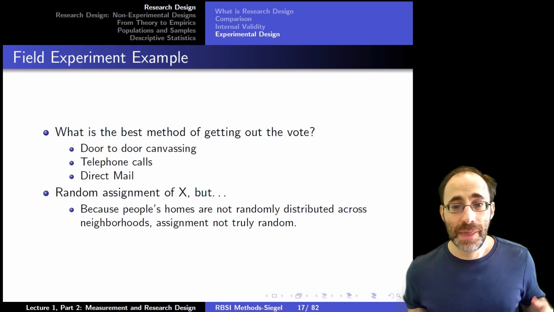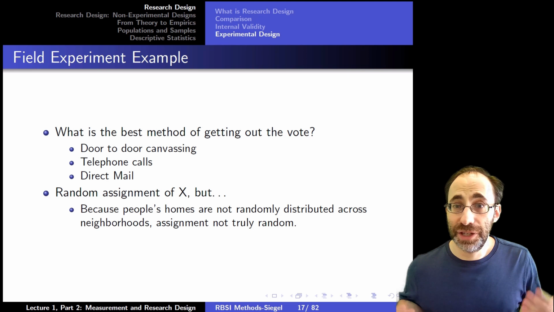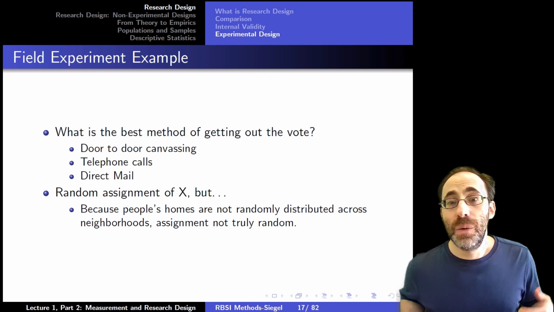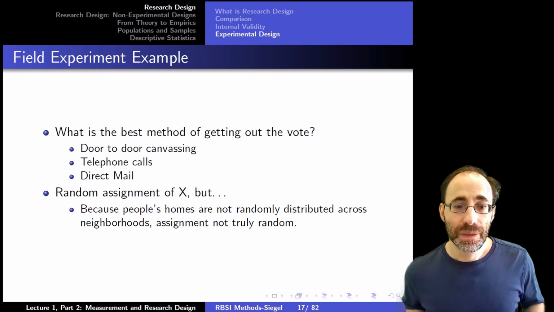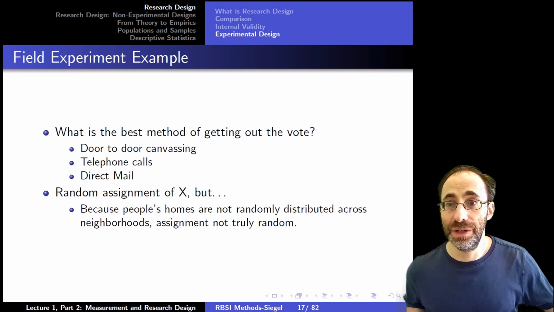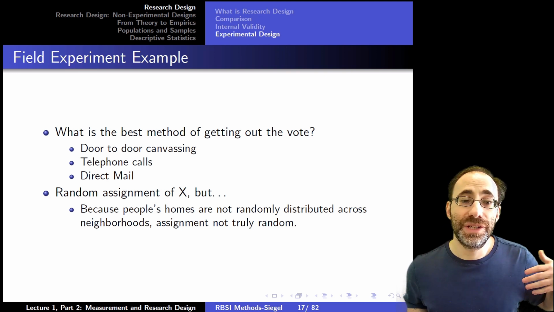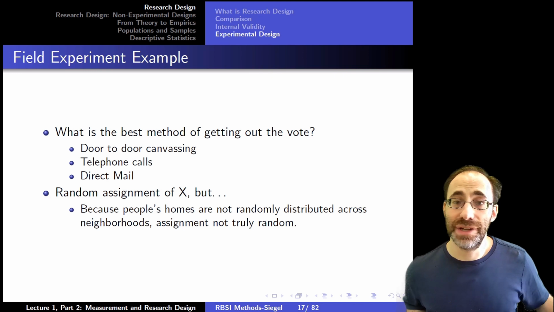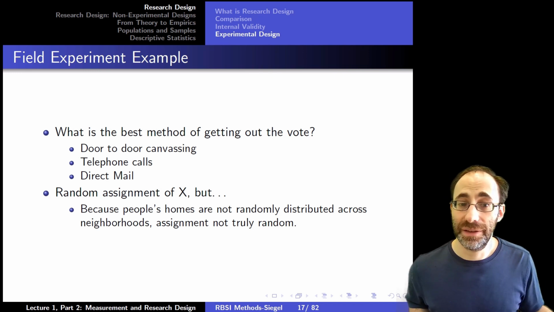There are a lot of these. The idea is we want people to participate more in the electoral process, get out the vote drives, right? We want people to come out to vote. What's the best way to get them to do that? So you might run an experiment in which some people in one treatment group received door-to-door canvassing, individuals knocking on the doors and talking to them directly.